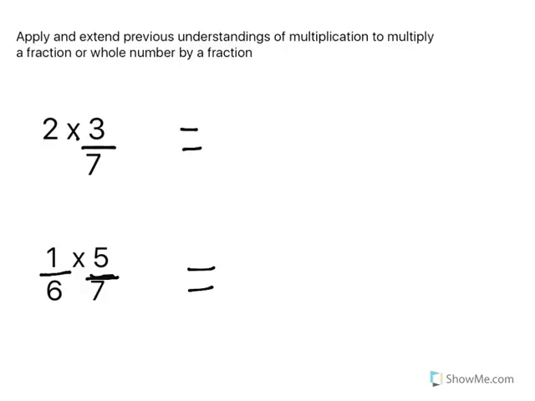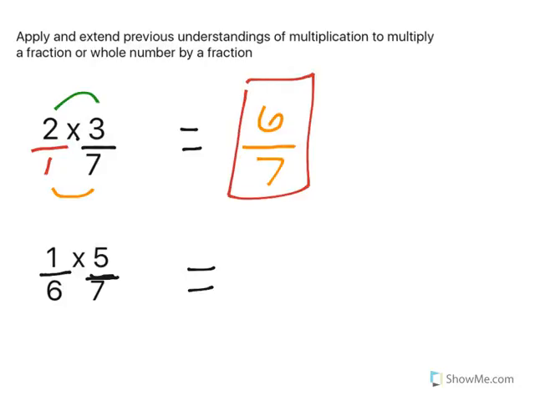So we have 2 times 3 over 7. I like to put the 1 down here. So we multiply our denominators, and then we multiply our numerators. So we have 1 times 7 is 7, and we have 2 times 3 is 6. So that's our final answer for that.